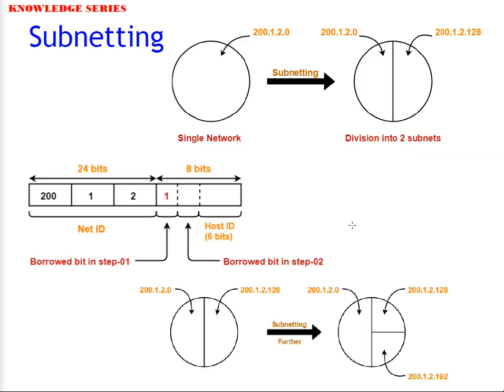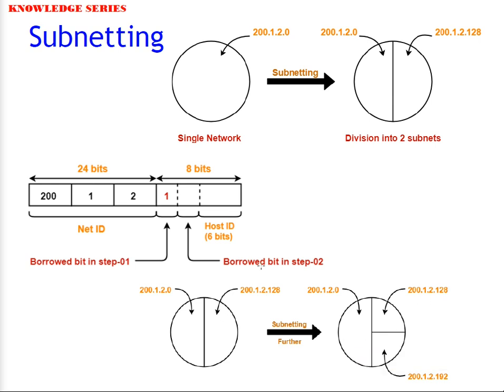Now finally there is one more figure being shown, where you only want to take into consideration the borrowing from the net ID. When you are borrowing from the net ID, it is considered as 1. So here we are borrowing bits in step 2, that means you are taking 2 bits from the host ID. So here if you try to see this one, 201.2.0, that is your address defined for this one.